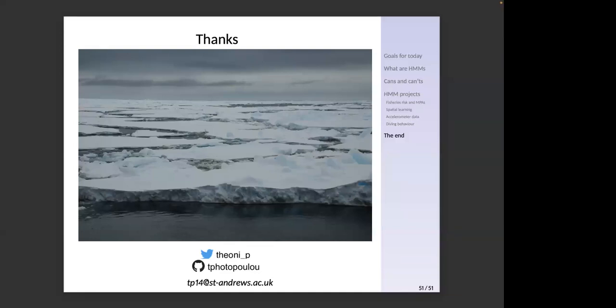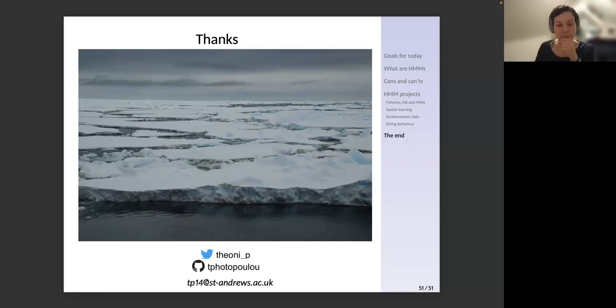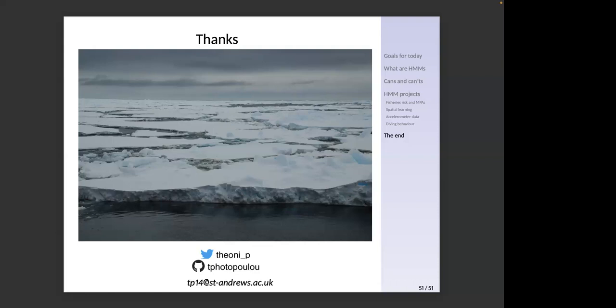Brilliant. So Theoni, I just had one quick question. I haven't done any work with HMMs, but when you're setting up the model and deciding how many states to include, is that being determined by the questions that you're asking, like by the hypotheses you have, or what you know about the movement behavior of the species you're looking at, or kind of a mixture between the two? Like, what's the best practice for that?